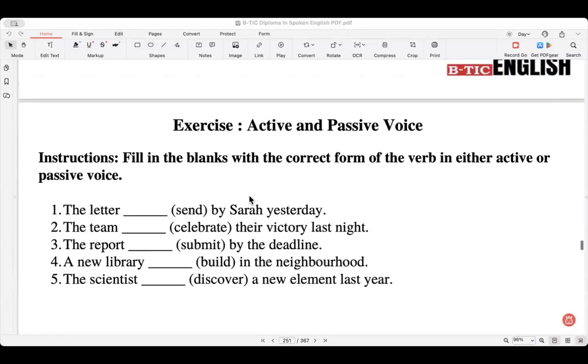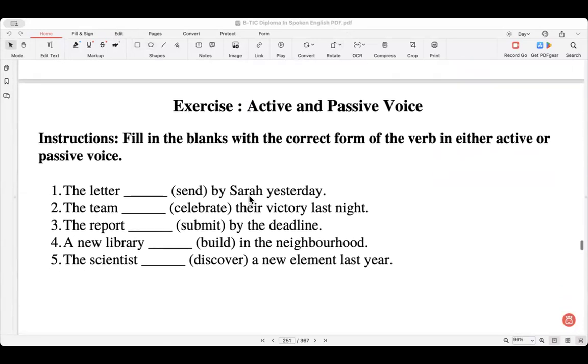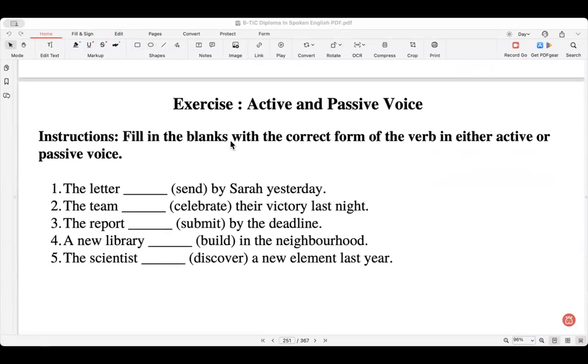Right. So now you have to fill in the blanks with the correct form of the verb in either active or passive. Now you have to decide whether this sentence is in active voice or passive voice. Okay, miss. And then convert it. It's easy. You will understand. Try your best. Take your time. Don't be in a hurry. I want you to get all the answers right this time. Okay, miss.